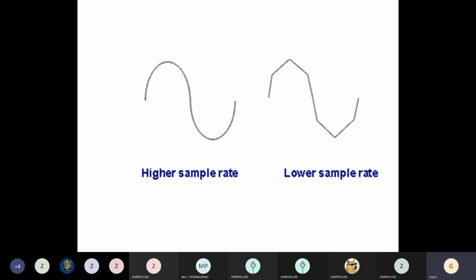Then we have two cases here. How can we take these samples? The sampling rate plays the main role. If we take a high sampling rate, the signal looks like the left side curve. If we consider a lower sampling rate, the signal will look like the right side curve. So which one is the optimum? How can we conclude which sampling rate is best to sample the signal?